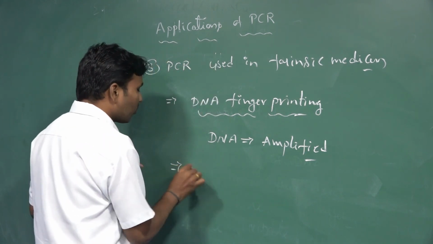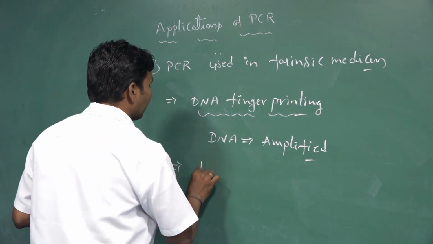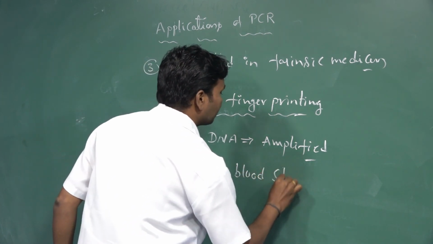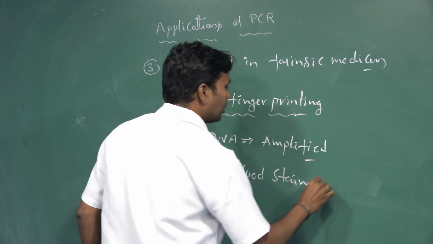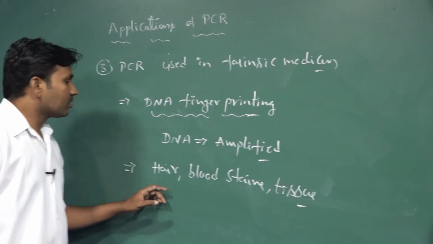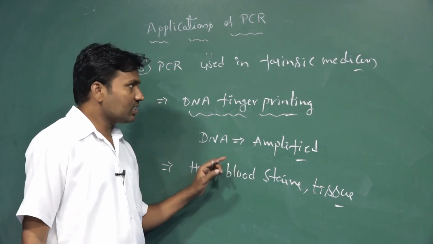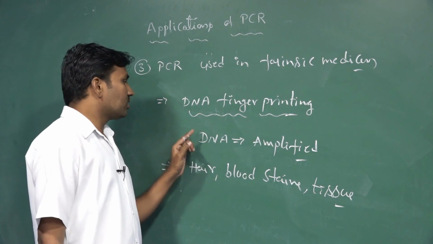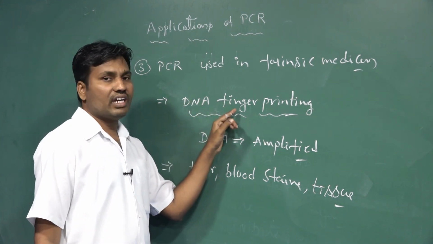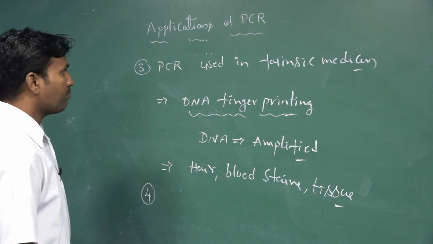In forensic science, from crime scenes we take hair, blood stains or tissues. They collect them, amplify the number of copies, and study them to prepare the DNA fingerprint. So that is another advantage or application of PCR.